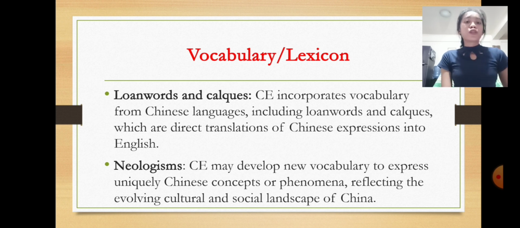And next, neologisms. Chinese English may develop new vocabulary to express uniquely Chinese concepts or phenomena, reflecting the evolving cultural and social landscapes of China. For example, Chinese English may introduce terms like airpocalypse, a blend of air and apocalypse, used to describe severe air pollution in Chinese cities, reflecting a unique cultural and environmental concern in China.